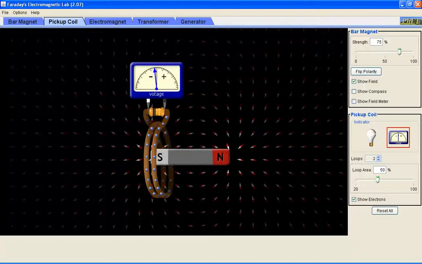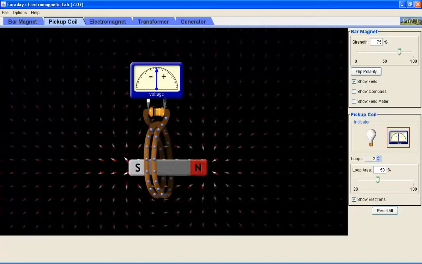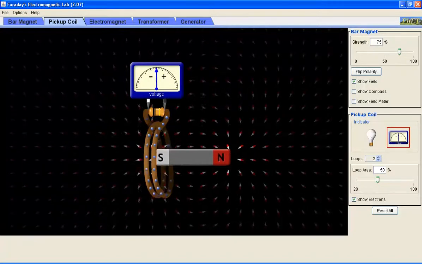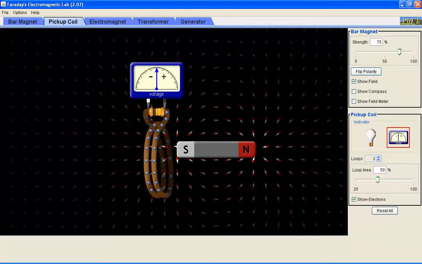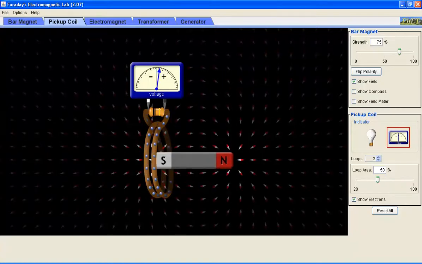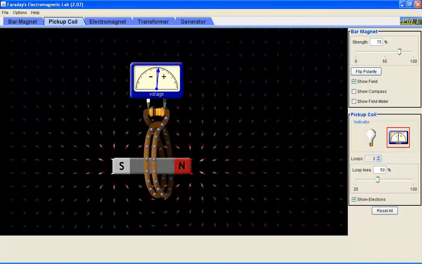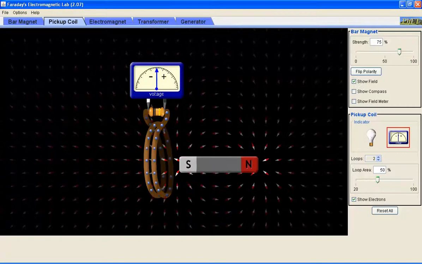All right. So what's happening here is that, as you can notice, there are electrons in the coil, and the moment I move the magnetic bar, the electrons also start to move. From the definition of current, which is the rate of flow of charge, when these electrons move in the coil, you have induced current or induced voltage.